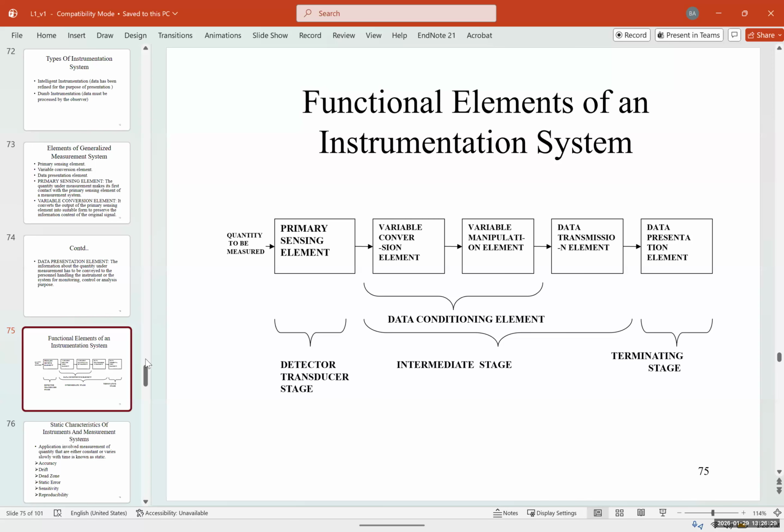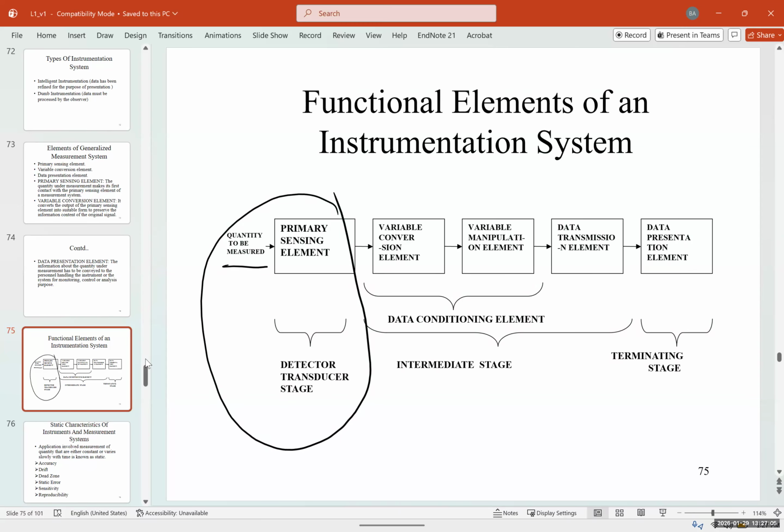Now, this slide shows the functional elements of an instrumentation system. You can see that the primary sensing element, which is the detector transducer stage, this is the sensor, measures the quantity that we want to be measured. And then we have the intermediate stage, which is the variable conversion elements. It could be a filter for eliminating noise, an amplifier, and also an A to D converter.